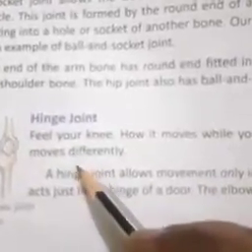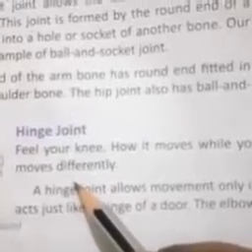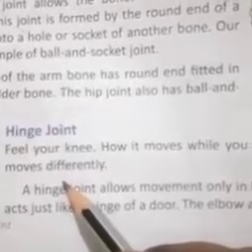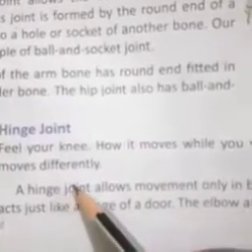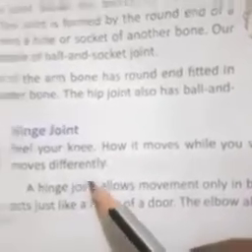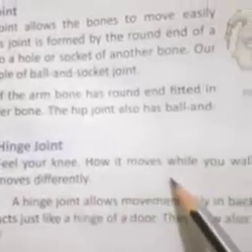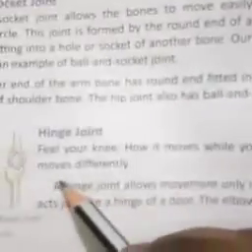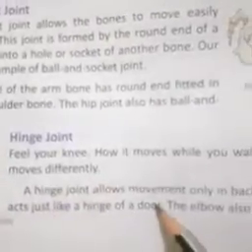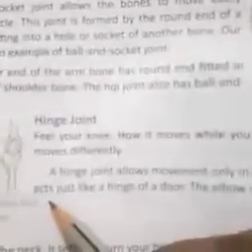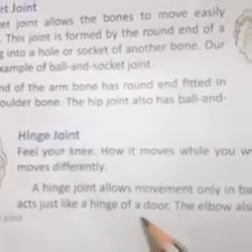Okay. Next, hinge joint. A hinge joint is a common class of joint that includes the ankle, elbow, and knee joint. Hinge joints are formed between two or more bones, where the bones can only move along one axis to flex or extend. Feel your knee, how it moves while you walk or sit on a chair. A hinge joint allows movement only back and forth, acting just like the hinge of a door.